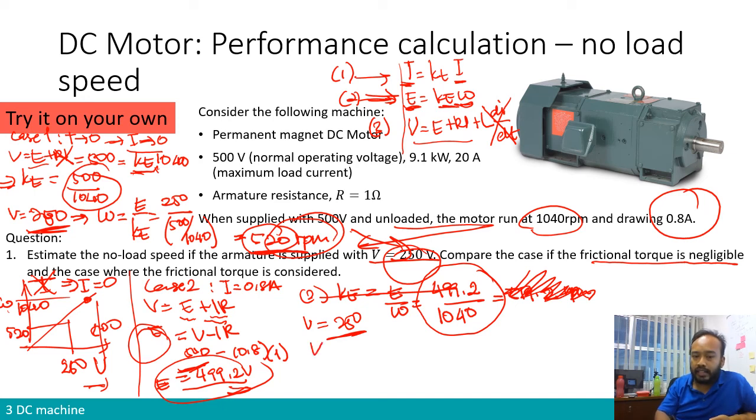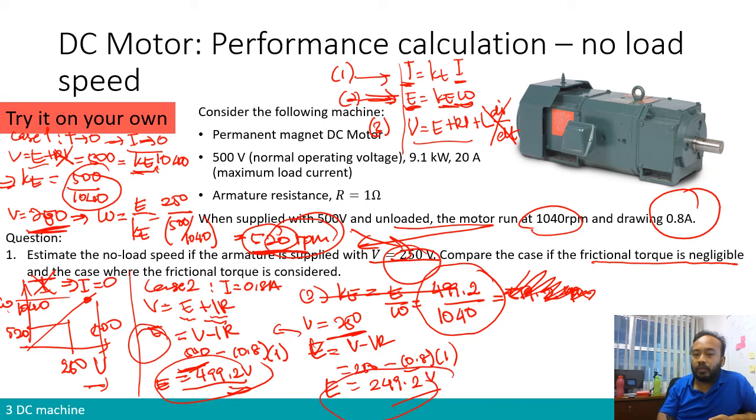Just as in the previous calculation, E equals V minus IR. Therefore V this time is equal to 250, minus I, which is 0.8, multiplied by R, 1 ohm. So 250 minus 0.8, we got 249.2 volts. So the new E, when our voltage equals 250, is 249.2 volts.